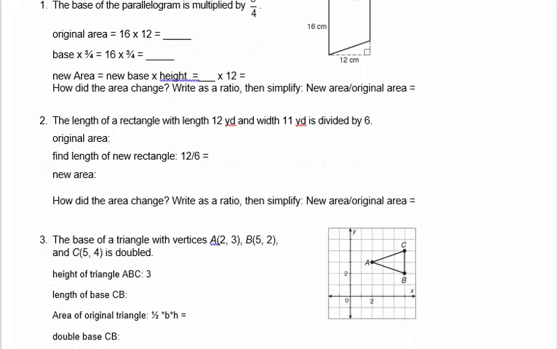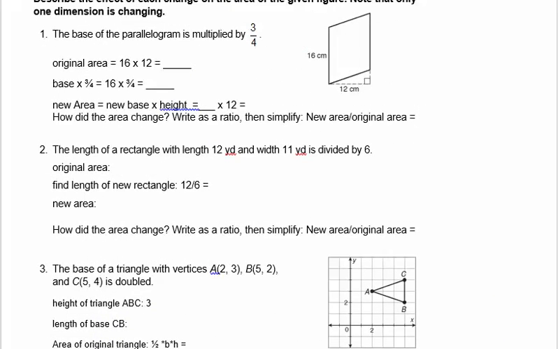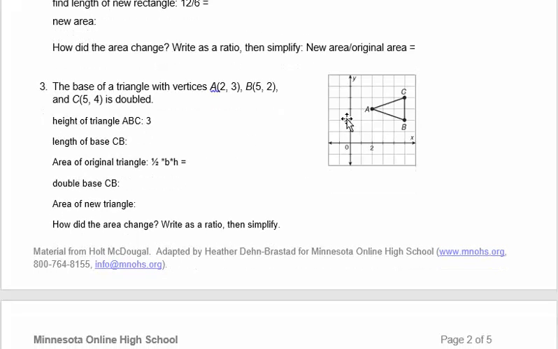Let's do number 3. Okay, so these 1, 2, 3, and 4 are all the same. For each one, you're going to find the area of the original, change one of the dimensions by however they tell you, find the area of the new, and then write that as a ratio: the area of the new over the area of the original, and then simplify.